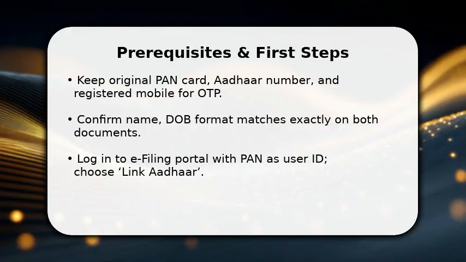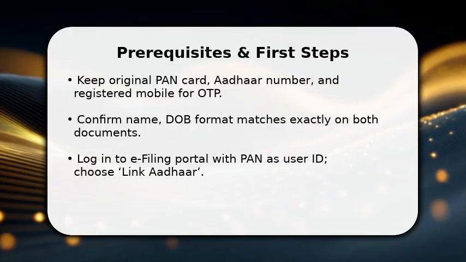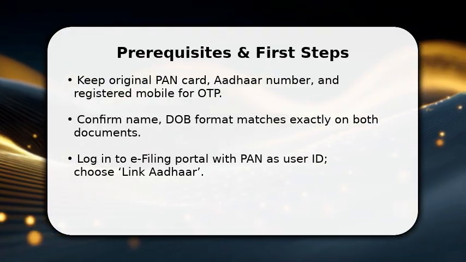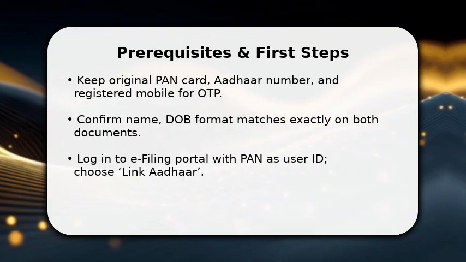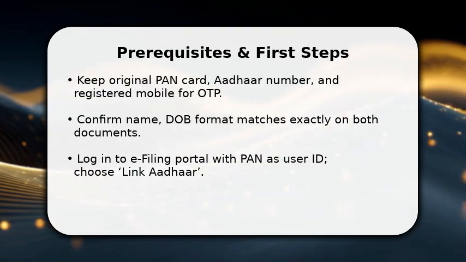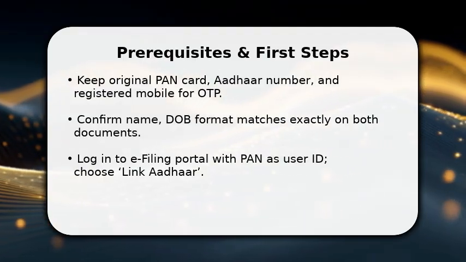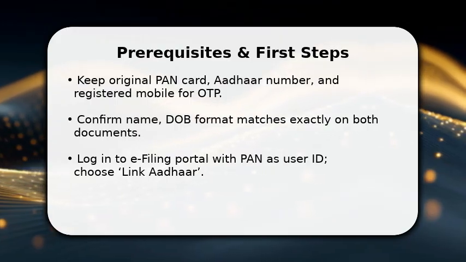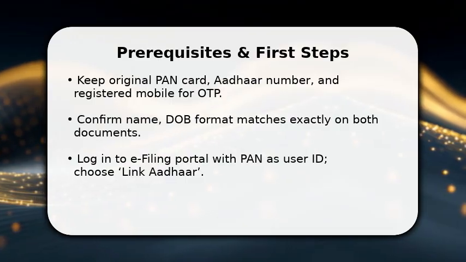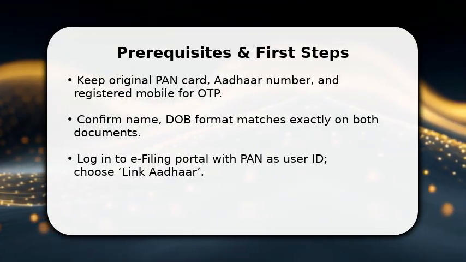You start with the essentials. Confirm your PAN and Aadhaar names and date of birth match exactly, because mismatch is the most common blocker. Once done, log into the income tax e-filing portal using your PAN as user ID. You must use the mobile number linked to Aadhaar to receive OTP. Then click the Link Aadhaar option on the dashboard. These first actions ensure the system can verify you.